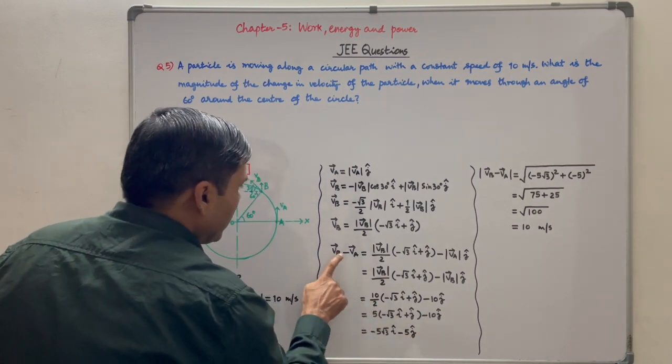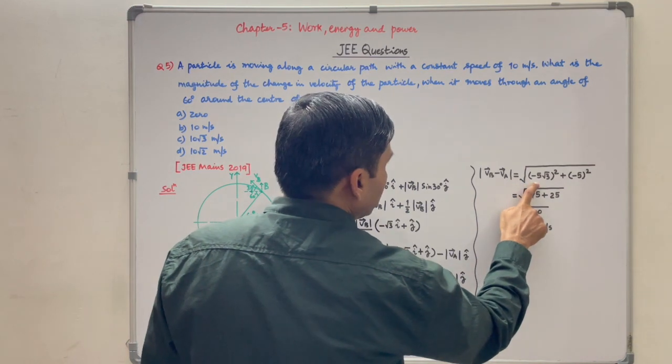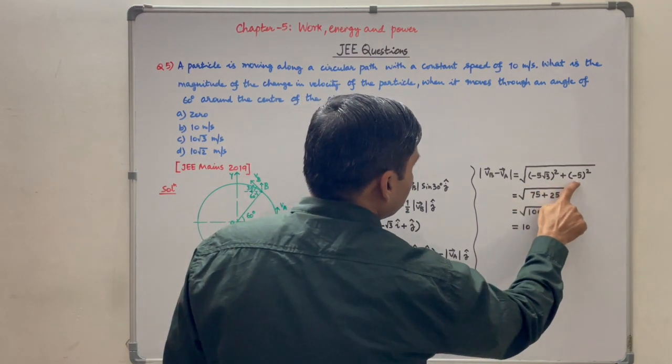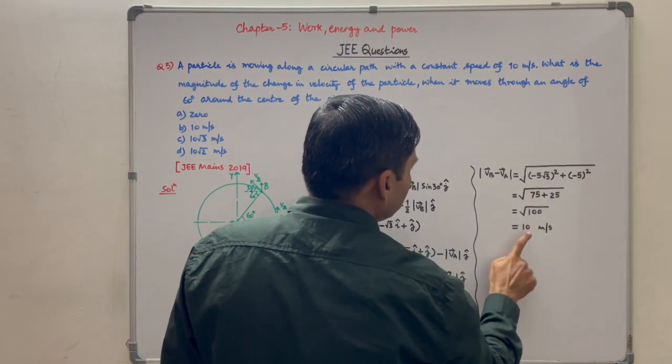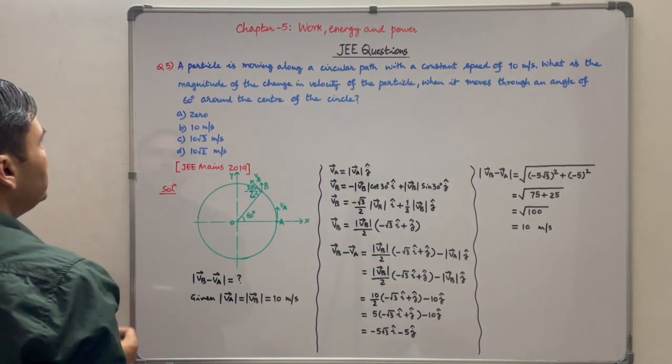Now we will find out the magnitude of Vb minus Va, and that is equal to under root of (minus 5 root 3) whole square plus (minus 5) whole square. So that comes out to be equal to 10 meter per second. So option B is correct.